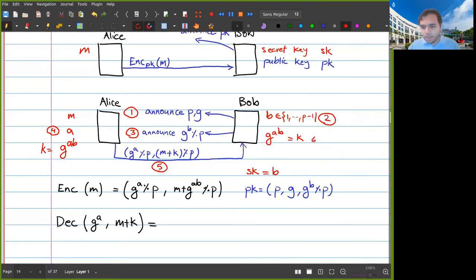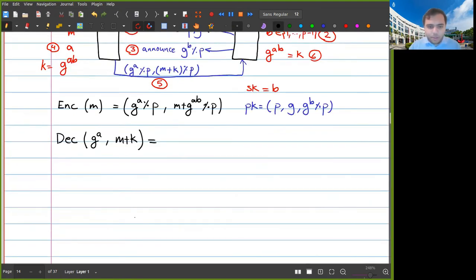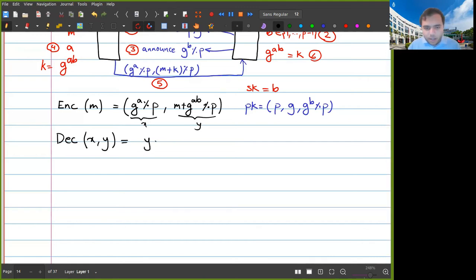Okay, so this is the sixth step, basically, where the decryption, if I want to actually write it in a better way, let's call this part X, and let's call this part Y. So when Bob wants to do decryption, he has two numbers, X and Y. And what he does is that he first computes X to the power of B, which gives us G to the power of A to the power of B, which is the same as K, and then subtracts that from Y. So I just get Y minus X to the power of B.